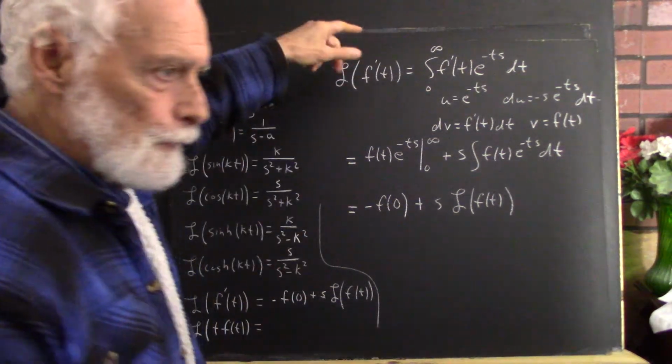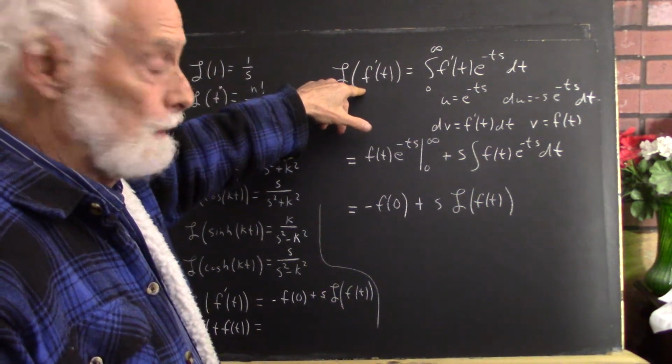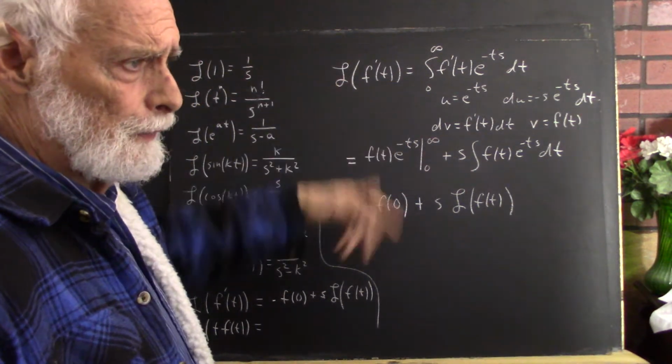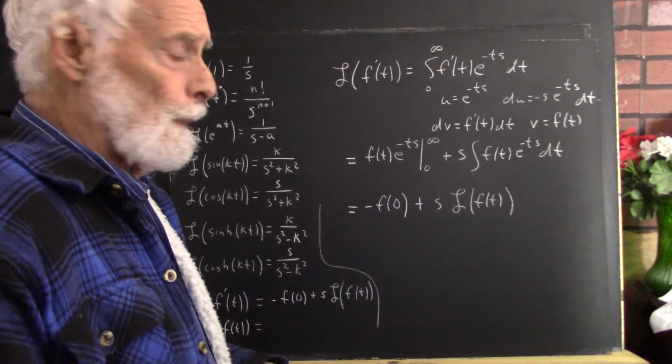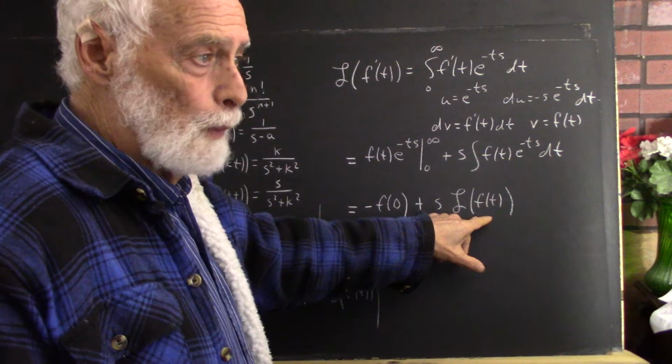Okay, if we have a first order equation, then we know how to transform y prime now. It's just negative y of 0, and hopefully we have an initial condition that gives us y of 0, plus s times the Laplace transform of the y function.